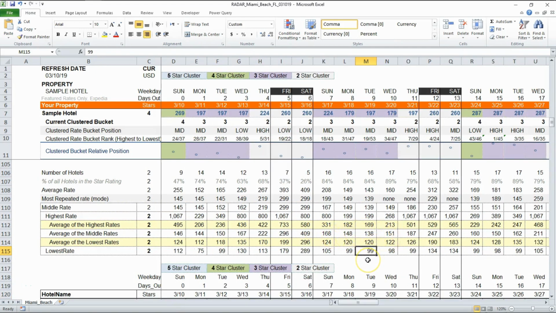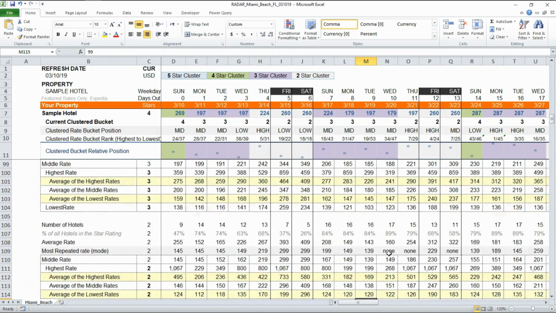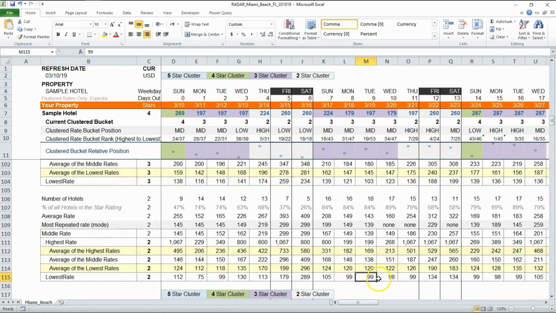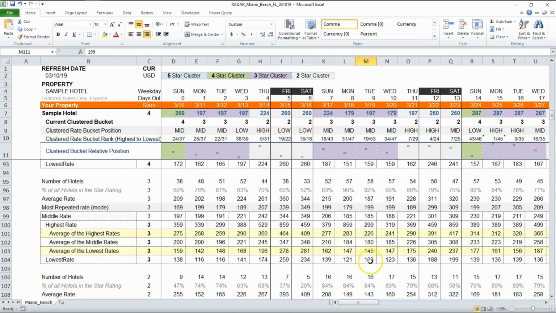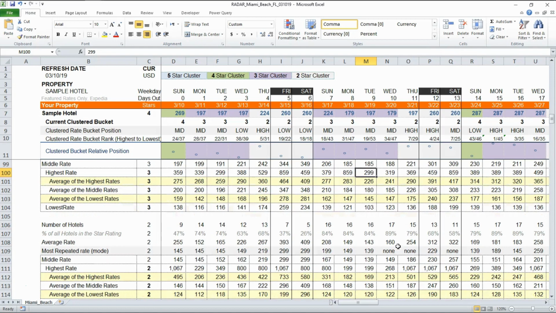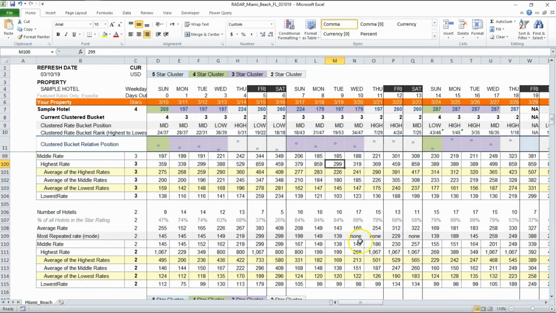Now, let's focus on a very important detail. Notice that in the unclustered section, the pricing in the market is highly illogical because, for example, on March 19th, the lowest rate for a 2-star hotel is $99, while the highest rate is $199. But then, the lowest rate for a 3-star hotel is $103, and the highest rate is $299. How can it be possible that a 3-star hotel be priced lower than a 2-star hotel? Shouldn't the lowest 3-star rate be higher than the highest 2-star rate?